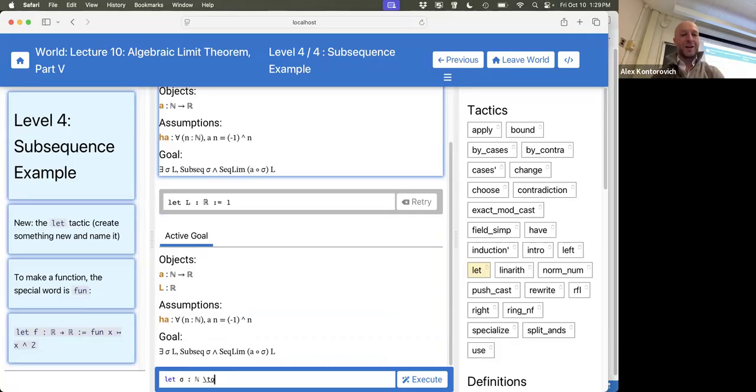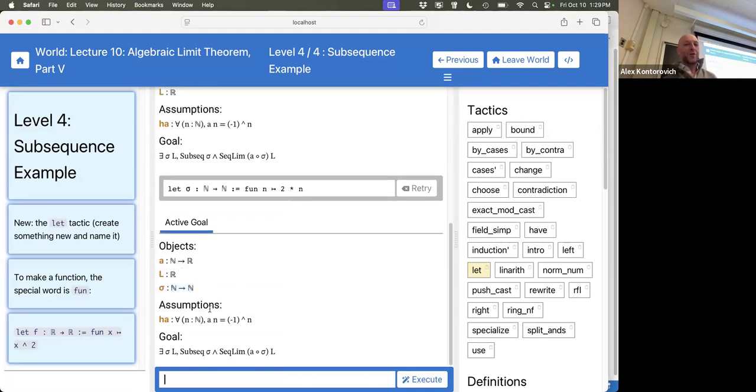And then what should sigma be? Let sigma be a function from the naturals to the naturals. It's a function that takes n and maps to what? To 2 times n. Beautiful. 2 times n. Exactly right. Just speed it up by a factor of 2. Drop every odd value. Only keep the even values. Okay, so I've created out of nowhere this value of L and this function sigma.